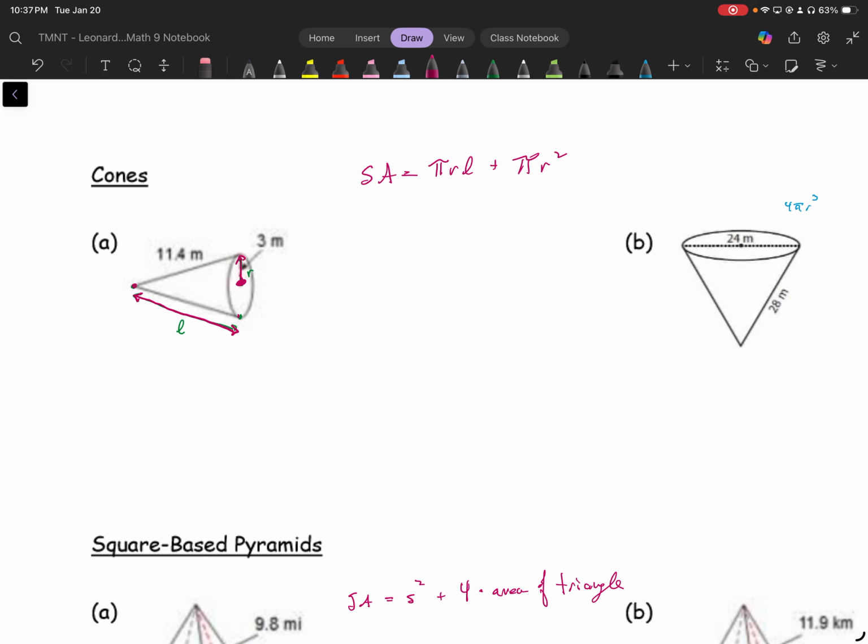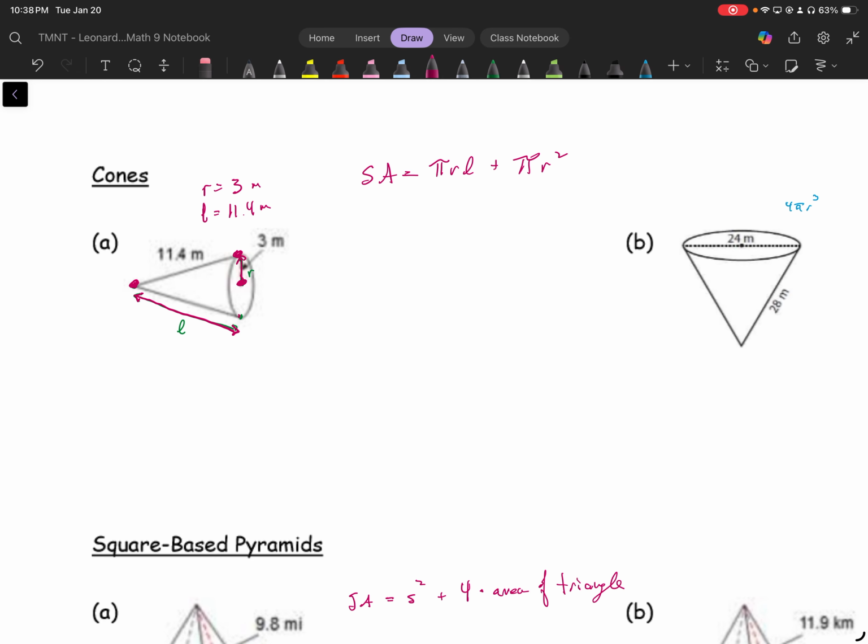So taking a look at our picture here, what we're able to see is that r is equal to 3. Now the distance from my point to the base is going to be, so that's L, and that is 11.4. Now these are expressed in meters.